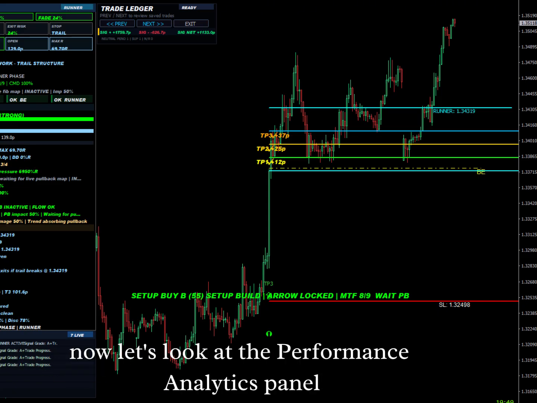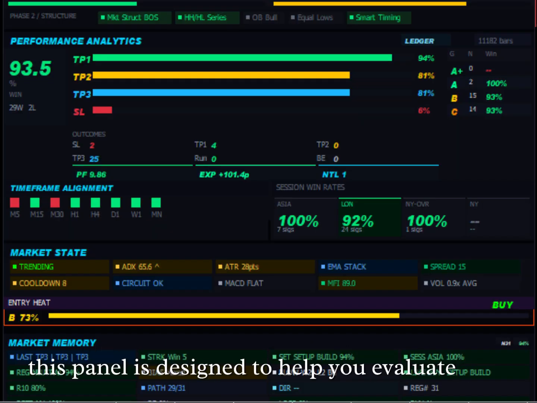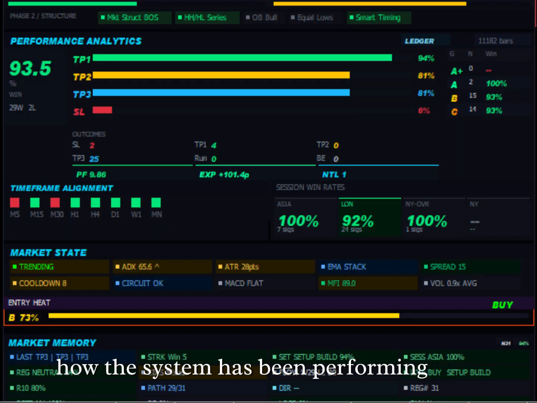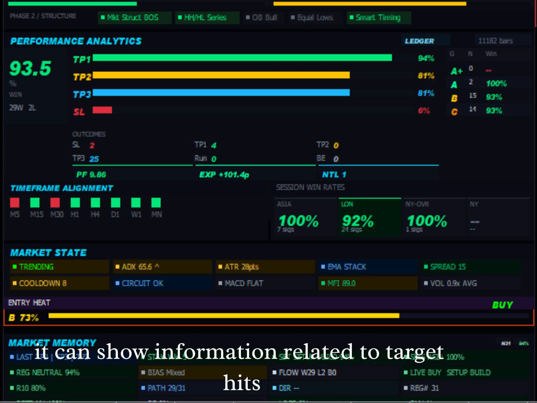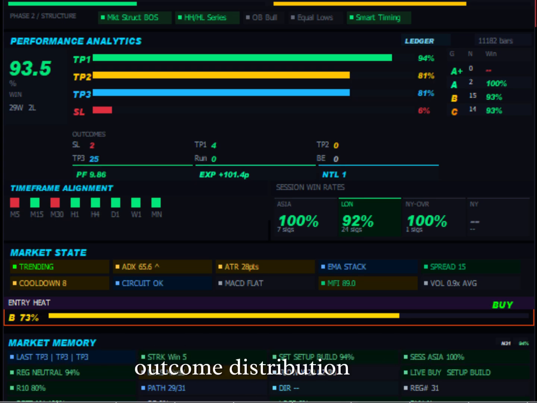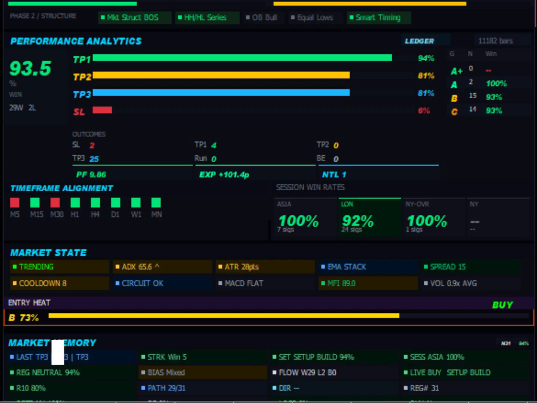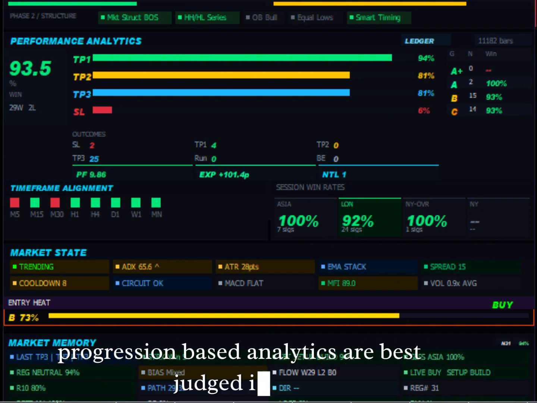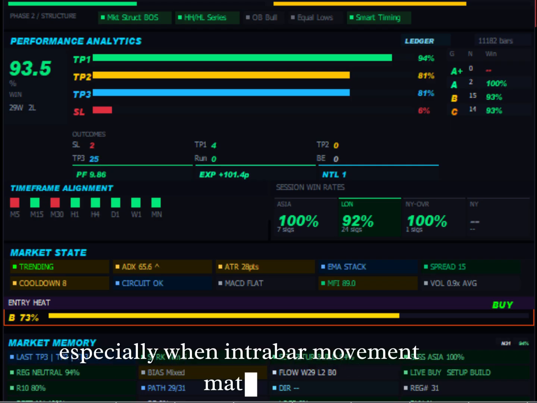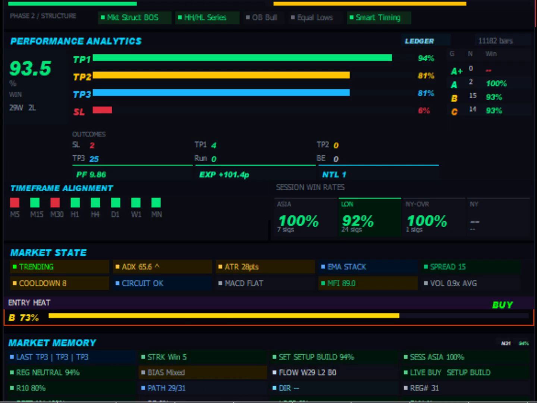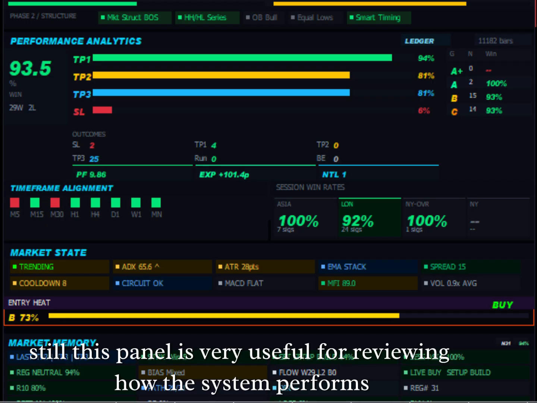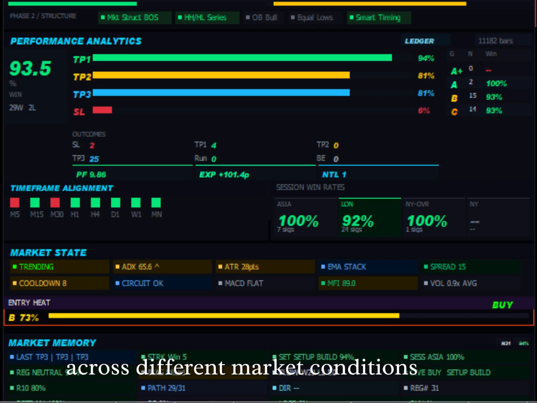Now let's look at the Performance Analytics panel. This panel is designed to help you evaluate how the system has been performing. It can show information related to target hits, outcome distribution, trade progression, and the overall behavior of historical setups. This helps traders understand what is working and how the system behaves over time. It is important to remember that detailed progression-based analytics are best judged in live or better tester conditions, especially when intrabar movement matters. Still, this panel is very useful for reviewing how the system performs across different market conditions and settings.